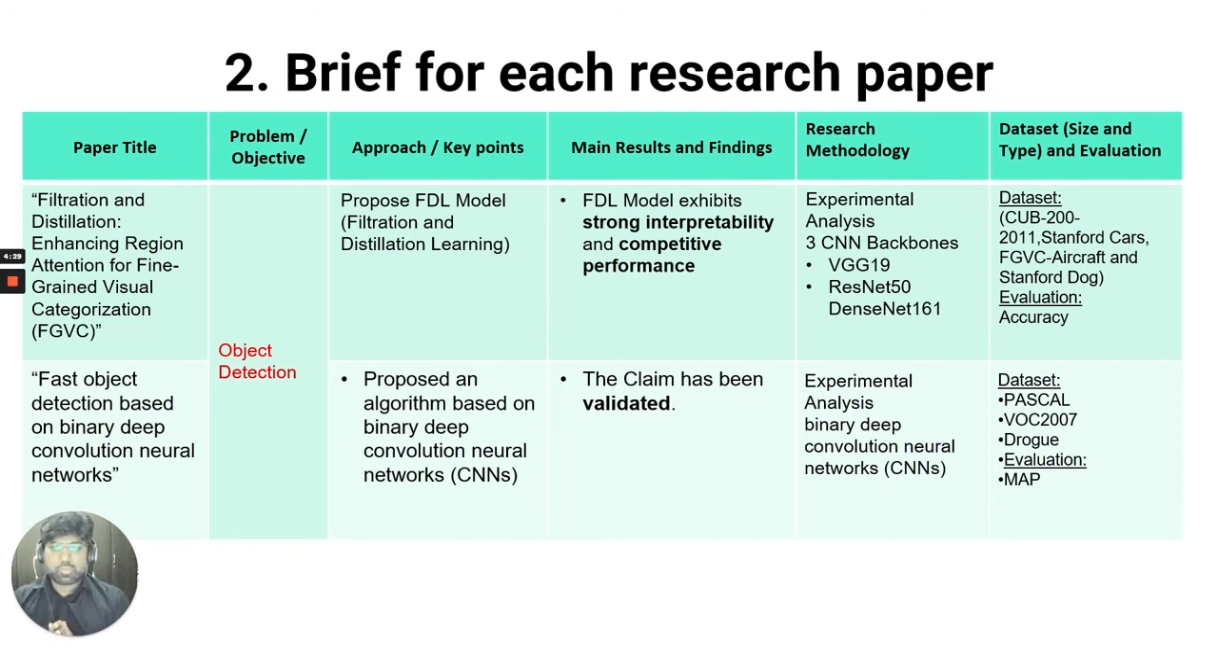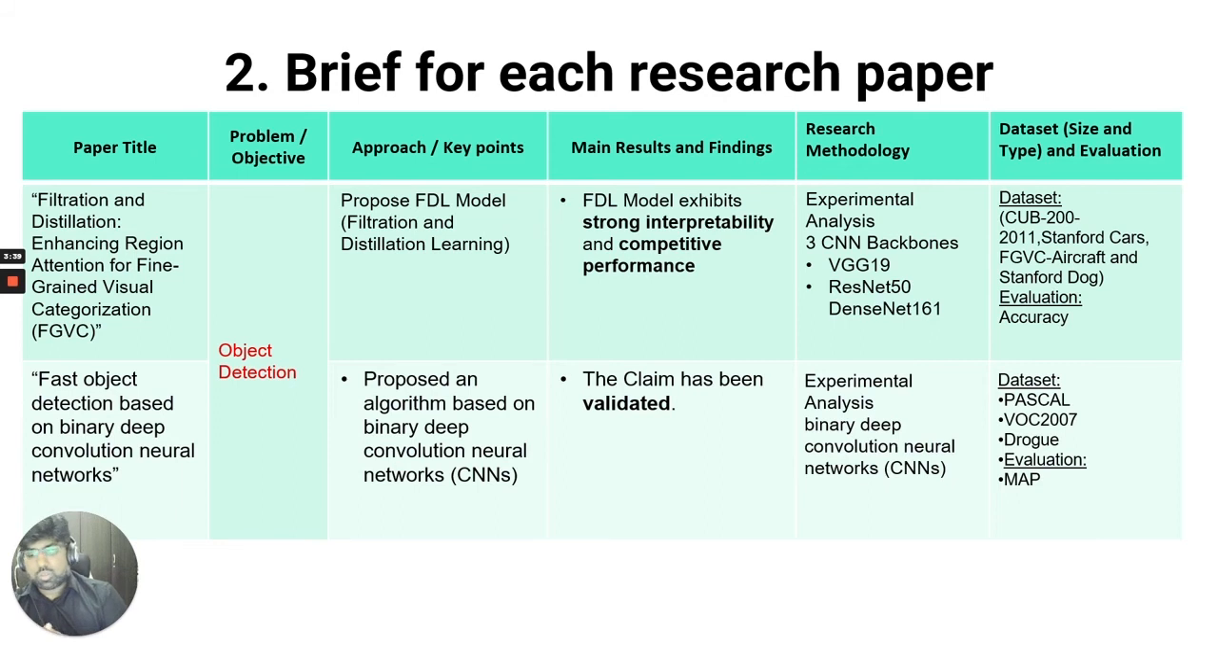In this research, they proposed a model which they named the FDL model, the filtration and distillation learning model, and they used 4 public datasets. The names are shown on the slide for training the model, and they performed experimental analysis on the 3 CNN backbones, whose names are also shown on the slide. The evaluation metric of accuracy suggested that the FDL model performs significantly better in identifying the regions properly, and with good performance.